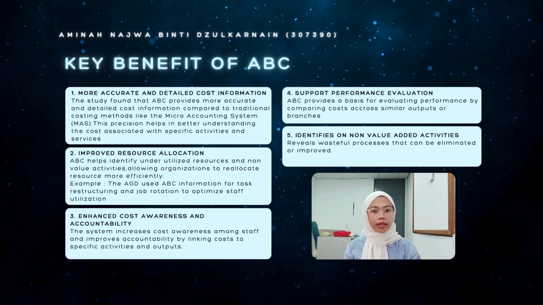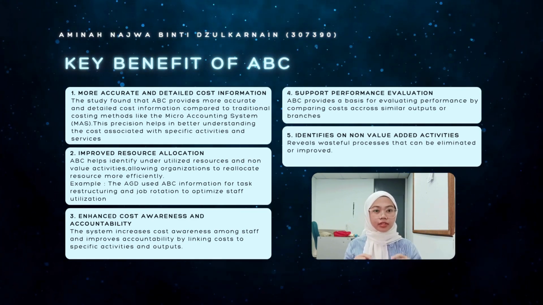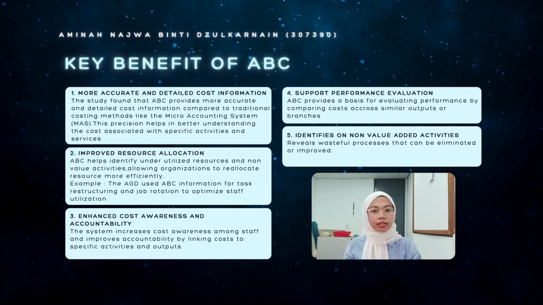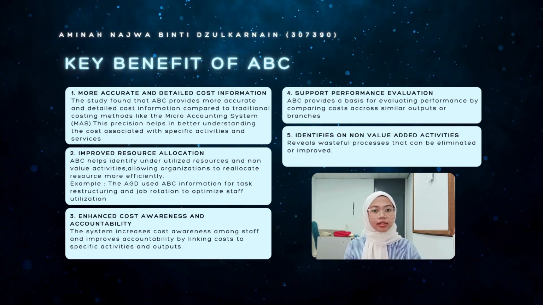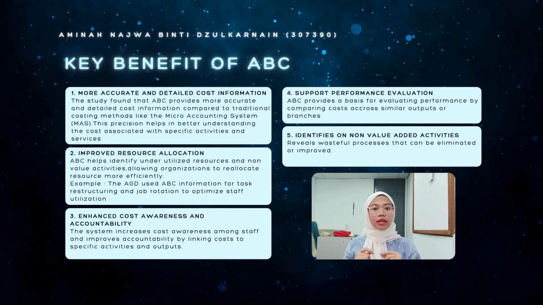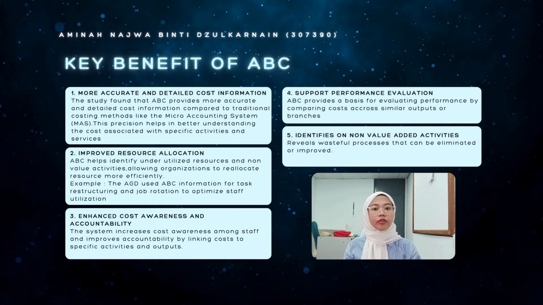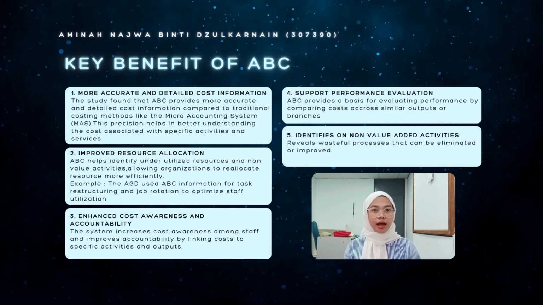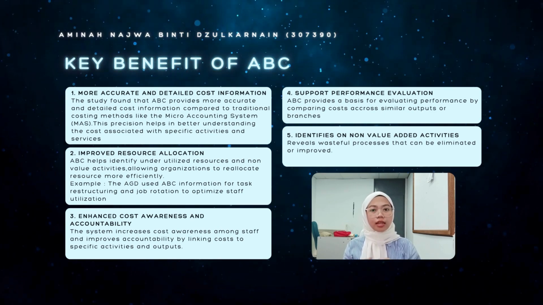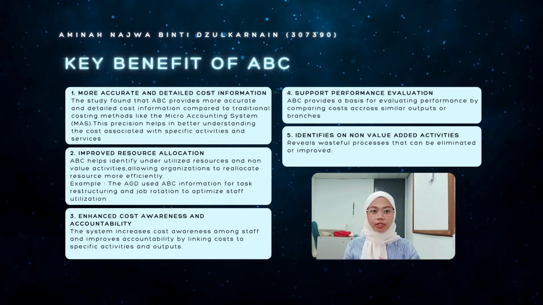By identifying which activities consume the most resources, managers can redistribute staff, budgets, and efforts more effectively. In the AGD's case, ABC revealed inefficiencies in staff workloads. Some employees were underutilized, while others were overburdened. Using ABC data, the AGD restructured tasks and implemented job rotations, leading to better workforce efficiency.